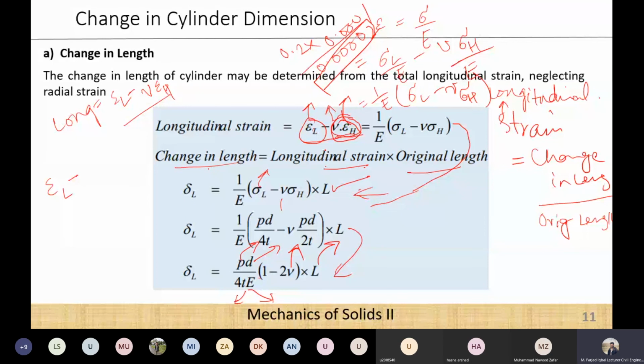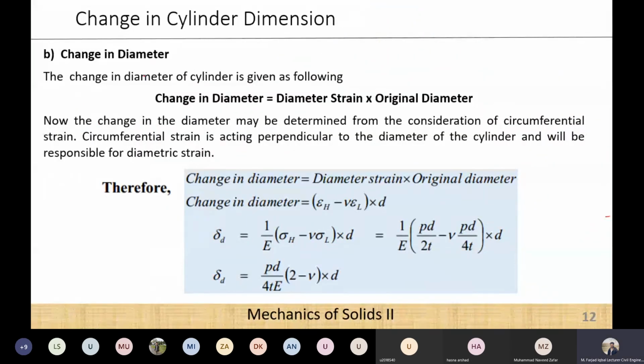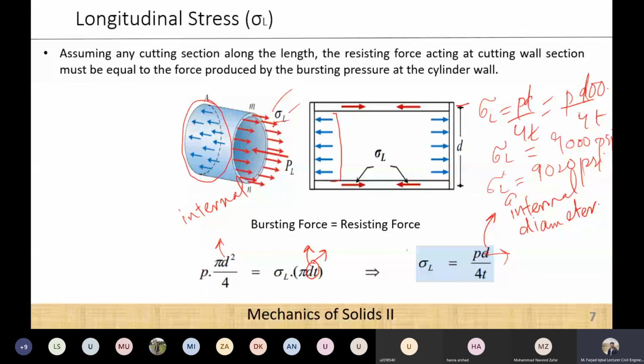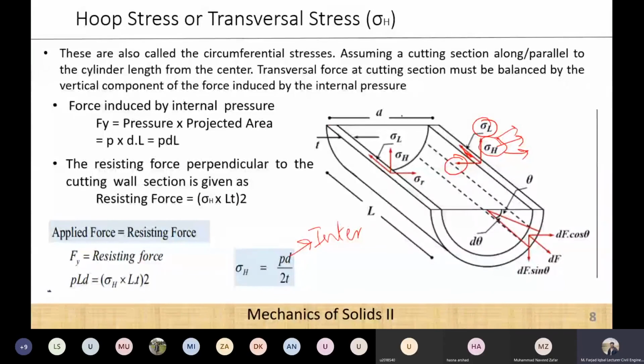The next thing is change in diameter. Now again, from this figure you can see that the longitudinal stress is causing the change in the length, but the hoop stress is causing the change in diameter because it acts in the perpendicular direction. When stress is produced in this perpendicular direction, for example in this cylindrical shape, if there is a stress in the y direction, it will cause an increase or decrease in diameter. So this hoop stress is basically causing either the reduction or the increase in the diameter of this cylindrical element.